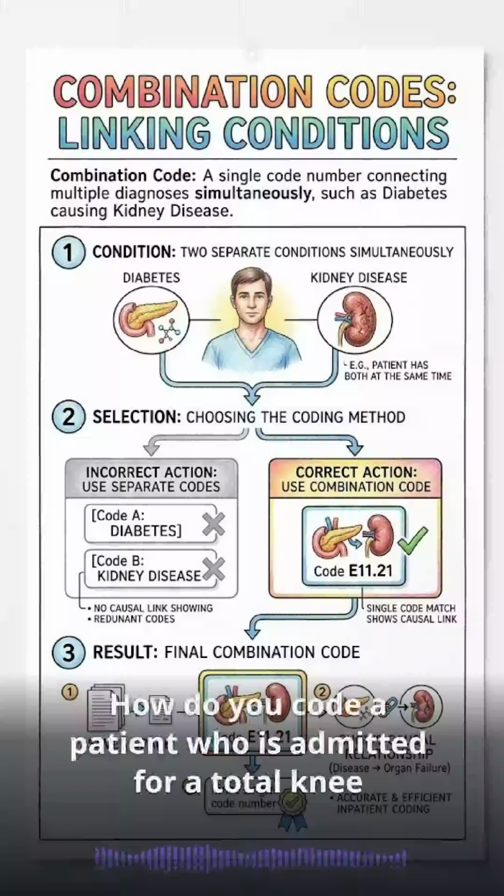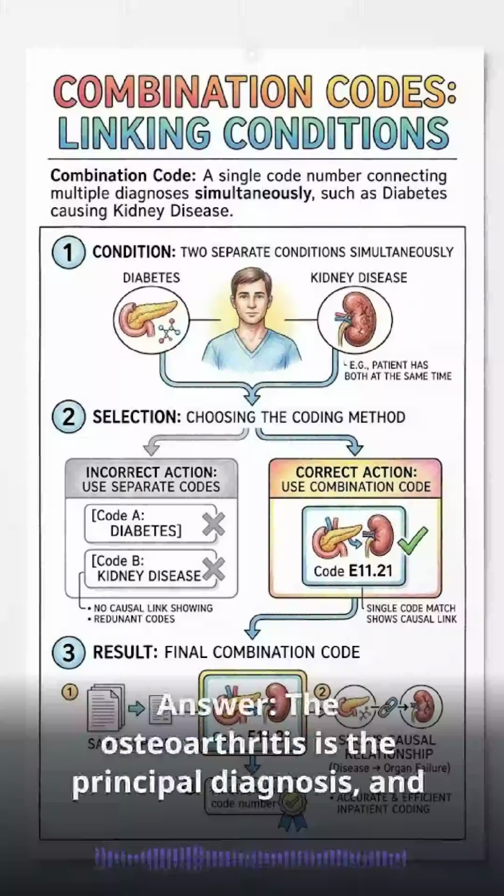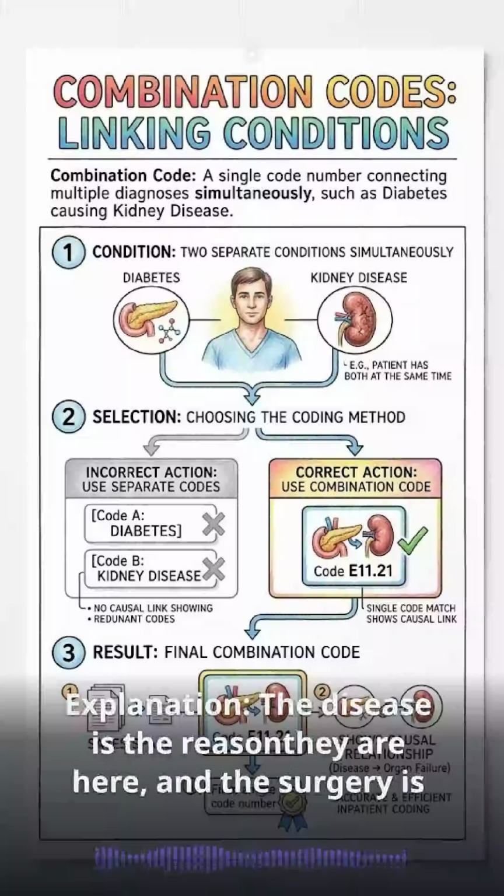83. How do you code a patient who is admitted for a total knee replacement for severe osteoarthritis? The osteoarthritis is the principal diagnosis, and the knee replacement is the principal procedure code. The disease is the reason they are here, and the surgery is the way the doctors fix it.